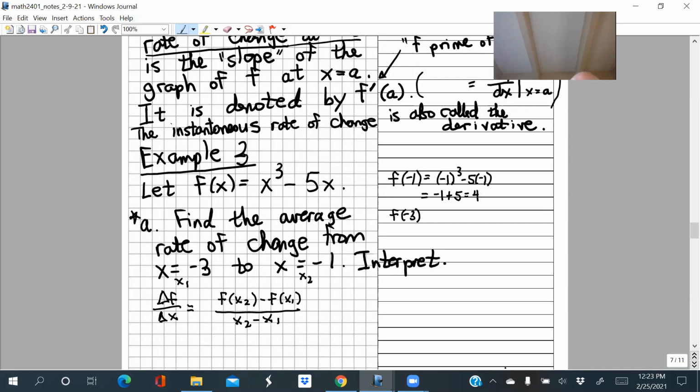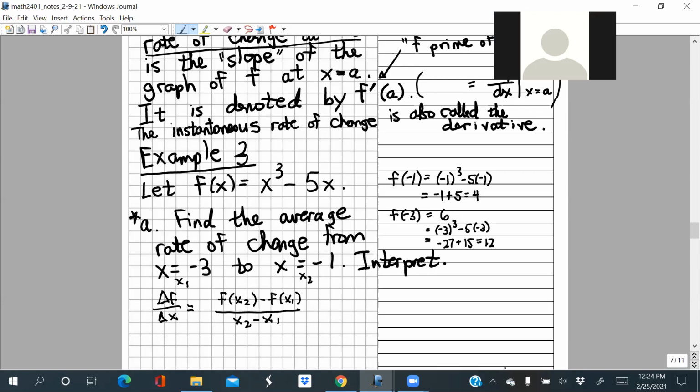Were you able to calculate before I stopped you there the f of -3, since x1 is -3 here? Yeah, I got 6. I think. Let's see. -3. Oh, no. That's wrong. So we have -3 cubed minus 5 times -3. So -3 cubed is -27. And then -5 times -3 is +15. So we end up with -12. Yeah, so close there, but -12, right?